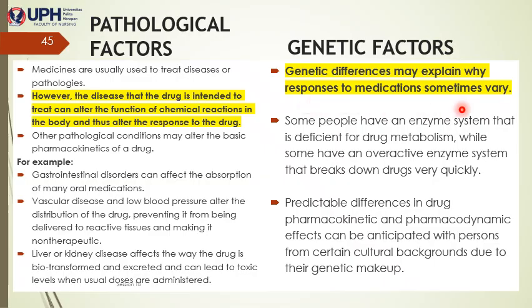That's why we need to see that some people have more enzyme systems because of their genetic factors that break down the drug very quickly. And we also have to see that maybe they have a factor that slows the effect of medications.